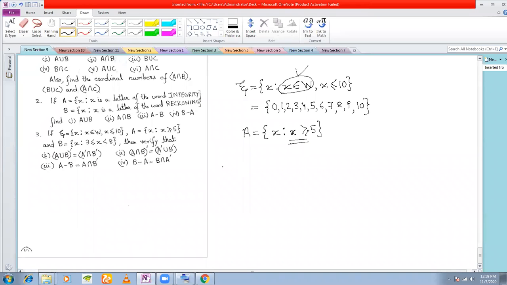Okay, remember this. Even though it is not given x belongs to W, if the universal set consists of whole numbers, then the set A will also consist of whole numbers. So even if it is not given x belongs to W, you will consider it to be a whole number.